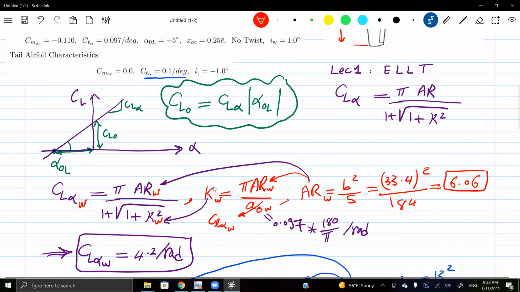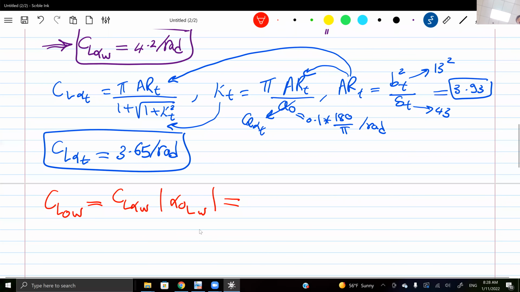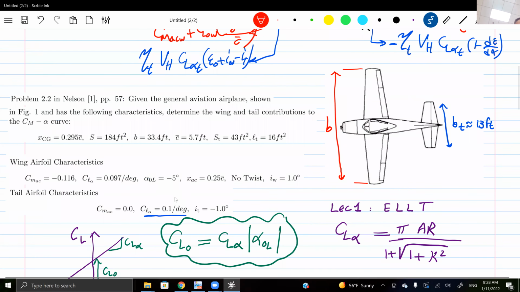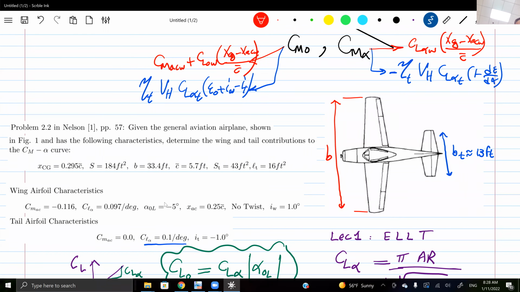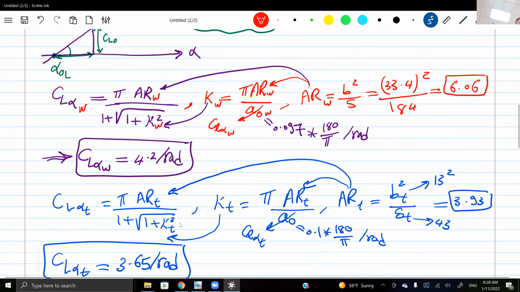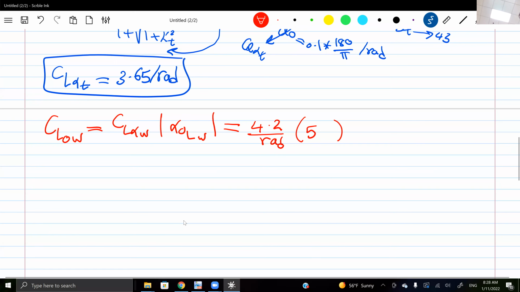You're welcome. So CL alpha wing, here it is. It's 4.2 per radians, and just move the units with you for everything to be clear, times alpha 0 left wing. Here is alpha 0 left for the wing. It's -5 degrees, and we use the absolute value, so it's 5 degrees.